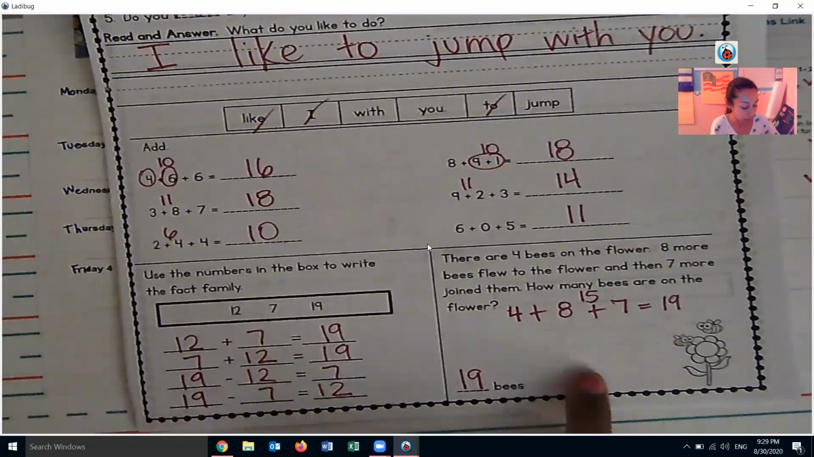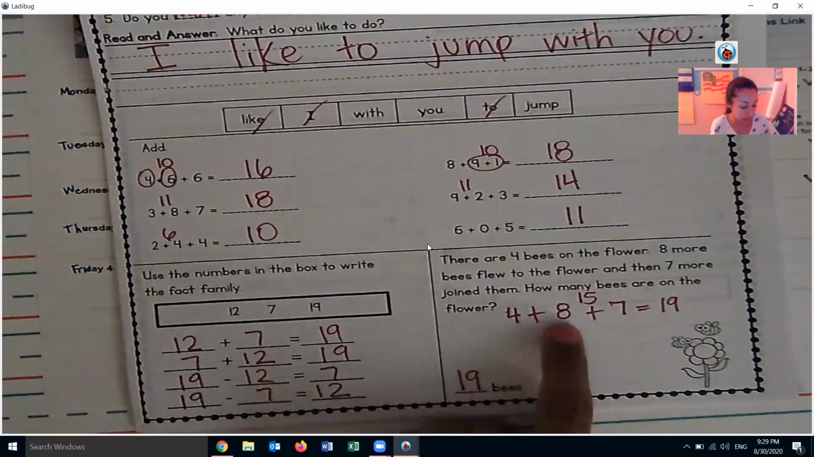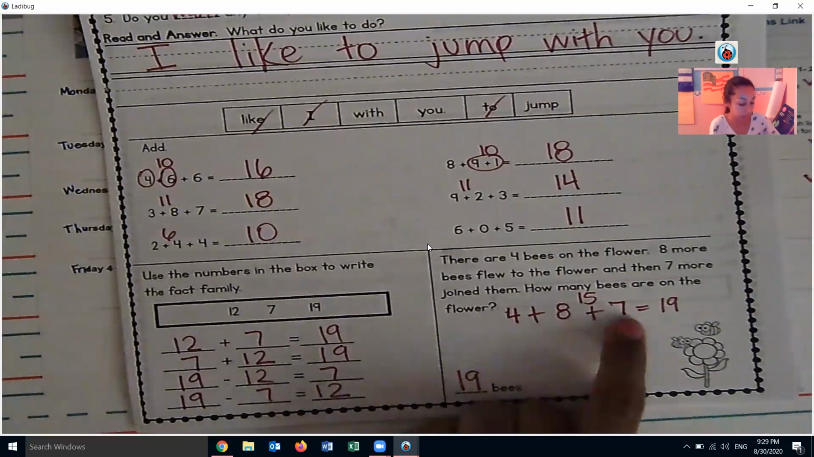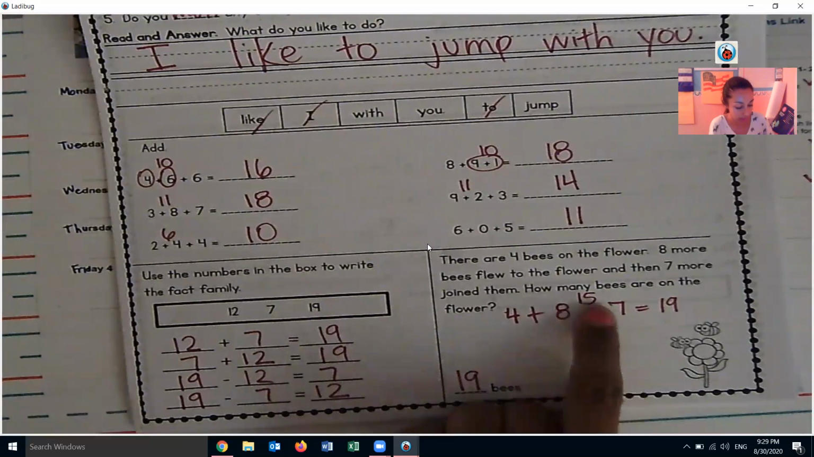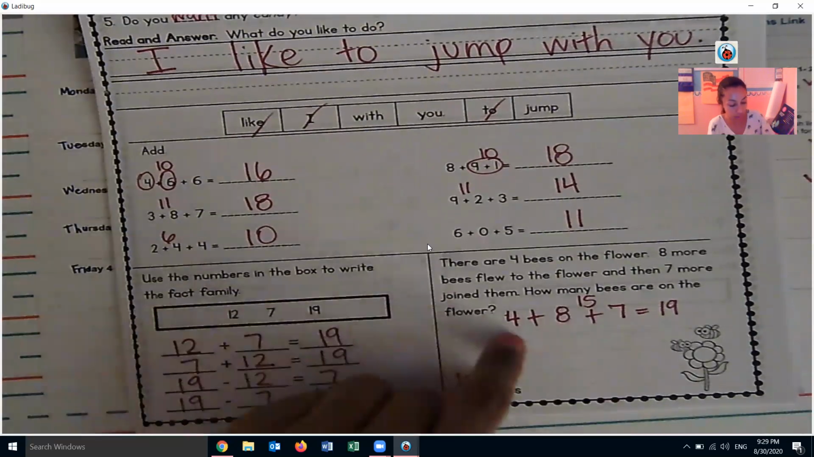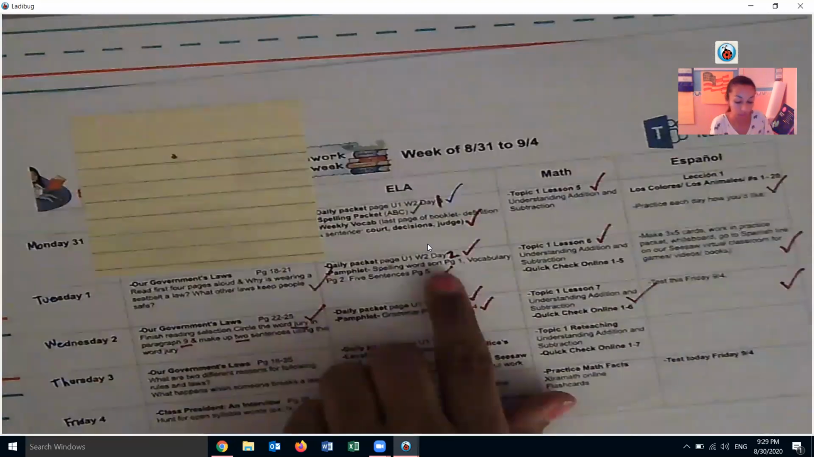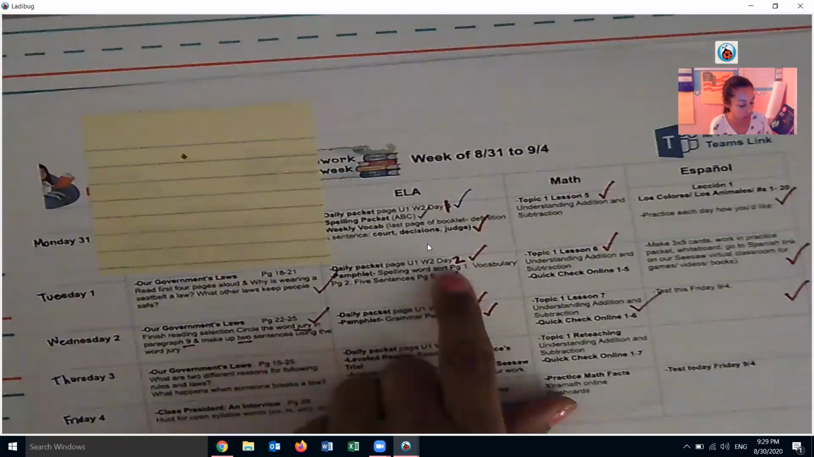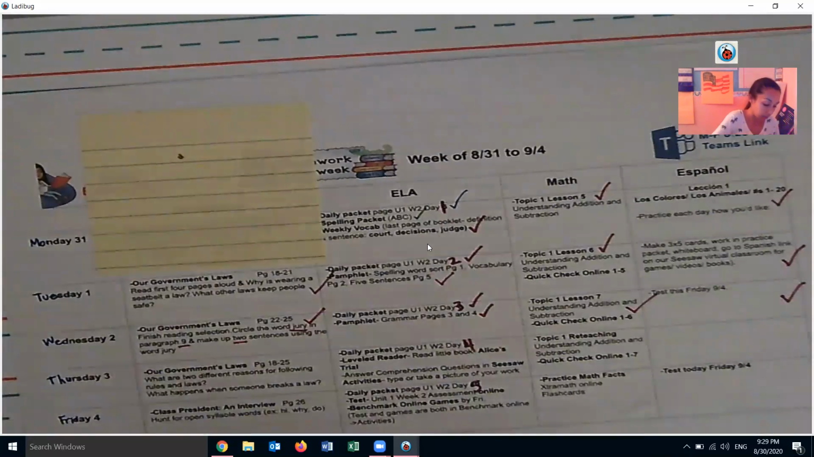Our word problem: we have 4 bees on the flower, 8 more bees flew to the flower, and then 7 more joined them. How many are on the flower? I made 15 first with 8 plus 7 is 15, and then added 16, 17, 18, 19. 4 more gave me 19 bees total. So that is our daily packet for week 2, day 2. So I'm going to do a double check mark on these. So day 2.